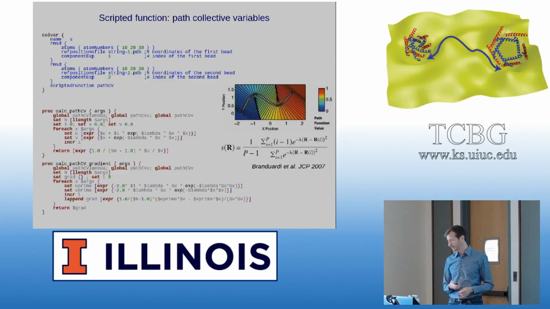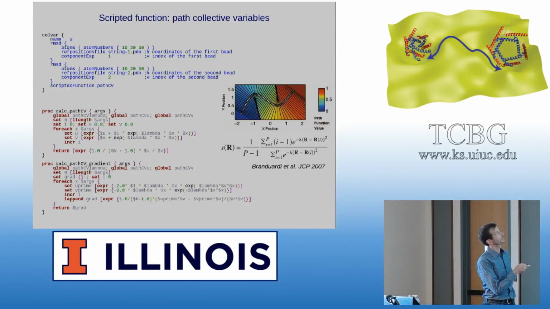All right. So then if you want something more that you can't do directly with Lepton, here there are two different things. So this blue text, this is your collective variables input. So you define a Colvar, you name it like this. Here I'm defining two RMSD components, and then the way they are combined will be through a scripted function that I'm calling pathCV, and the pathCV implements these path collective variables.